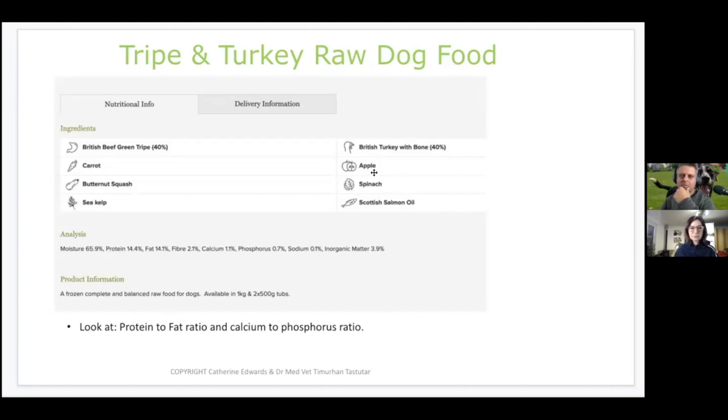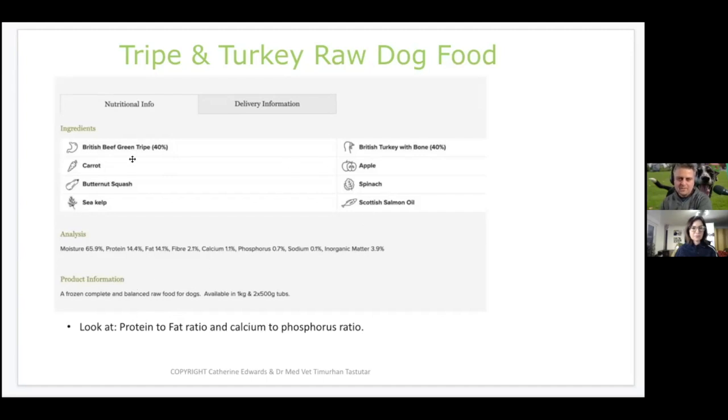Right. So here we have green tripe, which is good because on a raw food, tripe, if it's green, is an amazing component. Although 40%, I wouldn't give it daily. This is just too heavy, too one-sided. So this balanced part is also, again, not really balanced. In my opinion, of course, your opinion might be different.